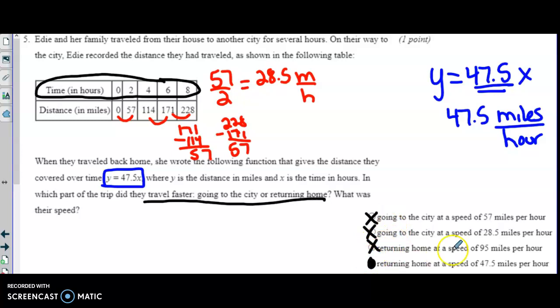When returning home, they had a speed of 47.5 miles per hour. I think that's it. Yep. All right. I hope this helps.